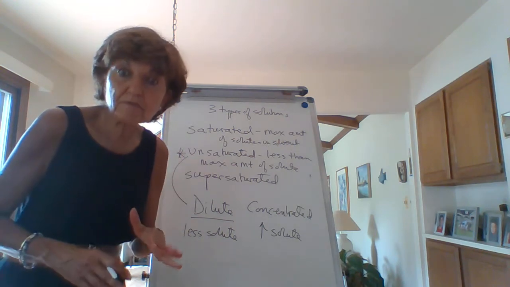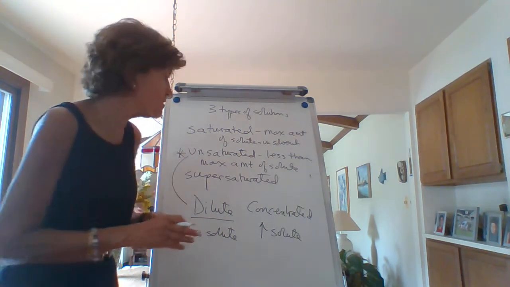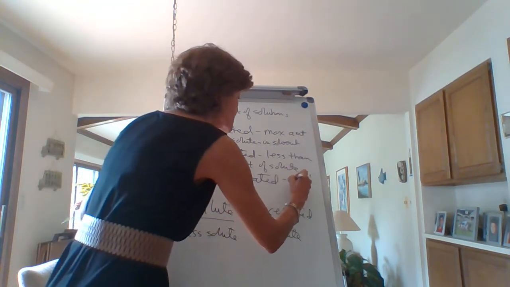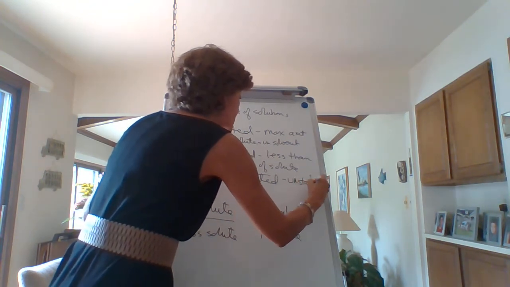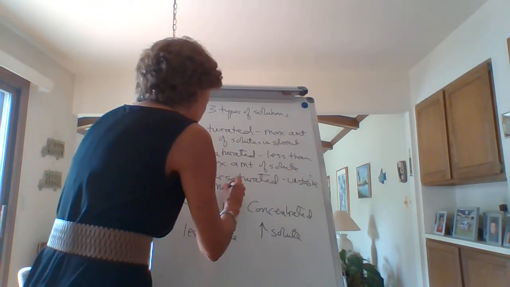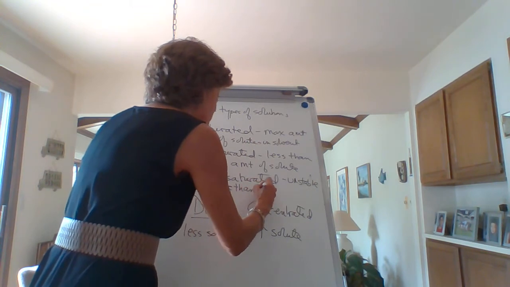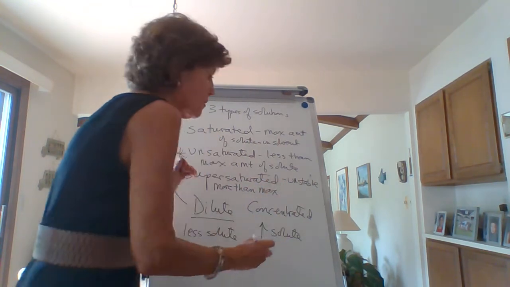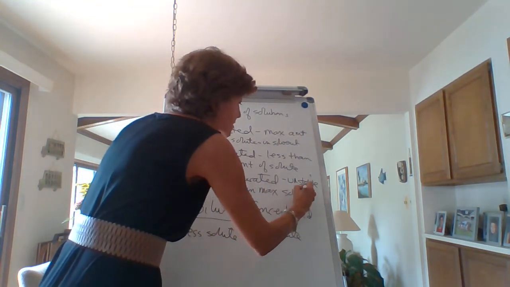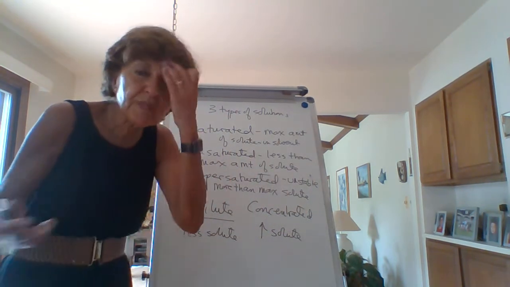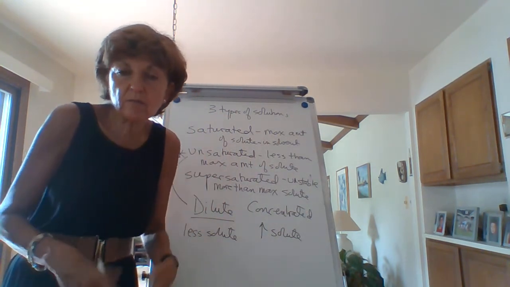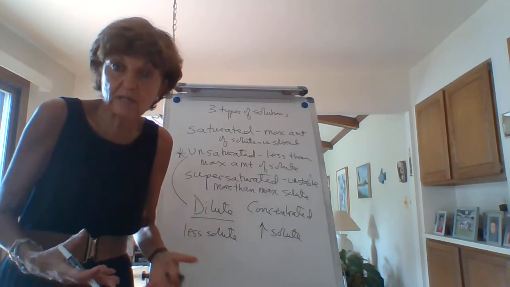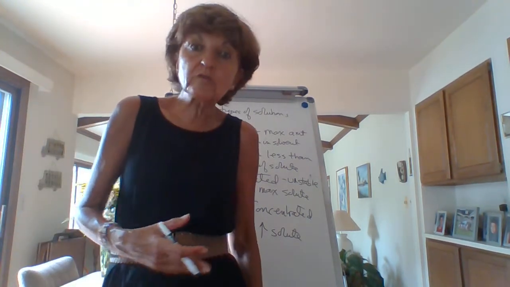The last type of solution is a supersaturated solution. This is unstable. This has more than the maximum amount of solute. So how did they do that? We just said that if you add more solute, it's going to go down to the bottom. So how do you get a supersaturated solution? It's a pretty cool trick.